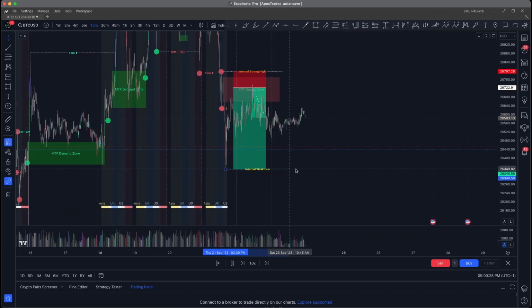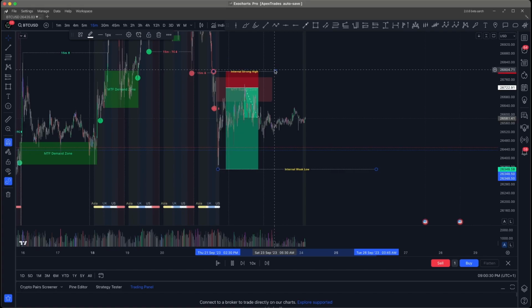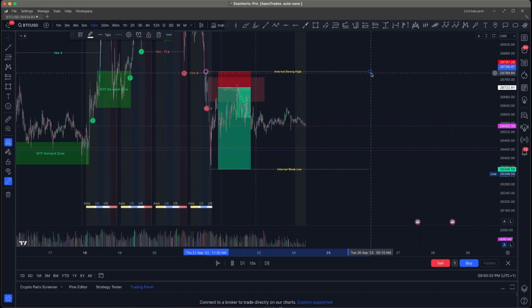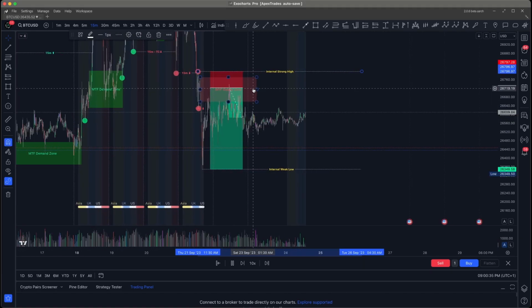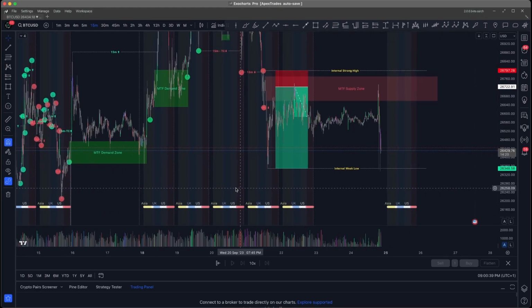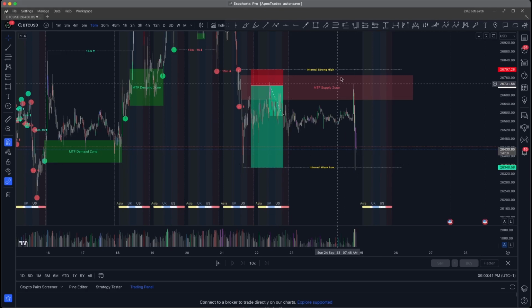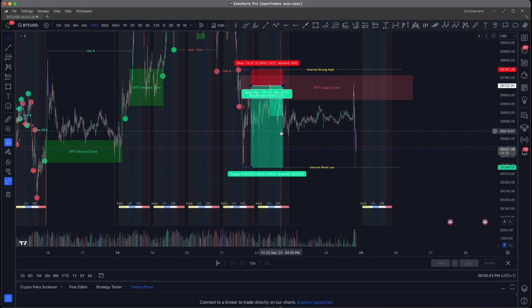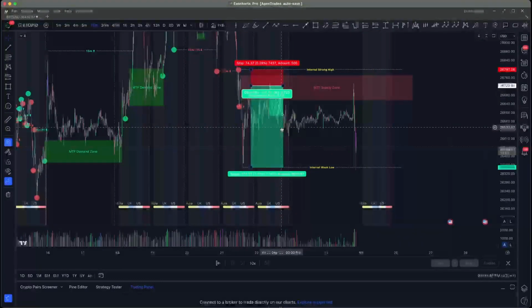Let's just extend these out. Extend that one out. This is just supply zone. Taps the supply zone absolutely perfectly, and we finished the week on another 5 to 1 risk to reward. So that's how I'm analysing the charts, right?